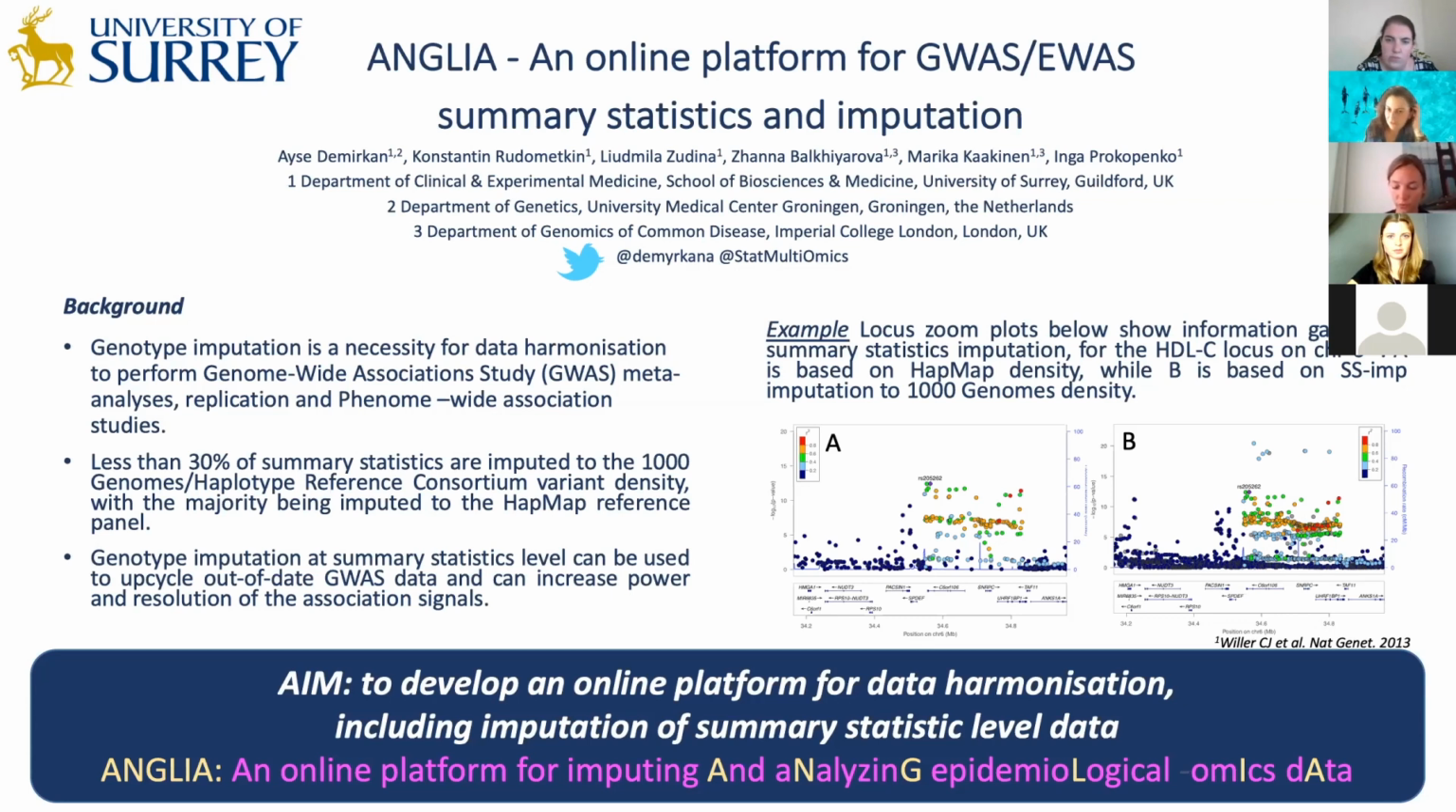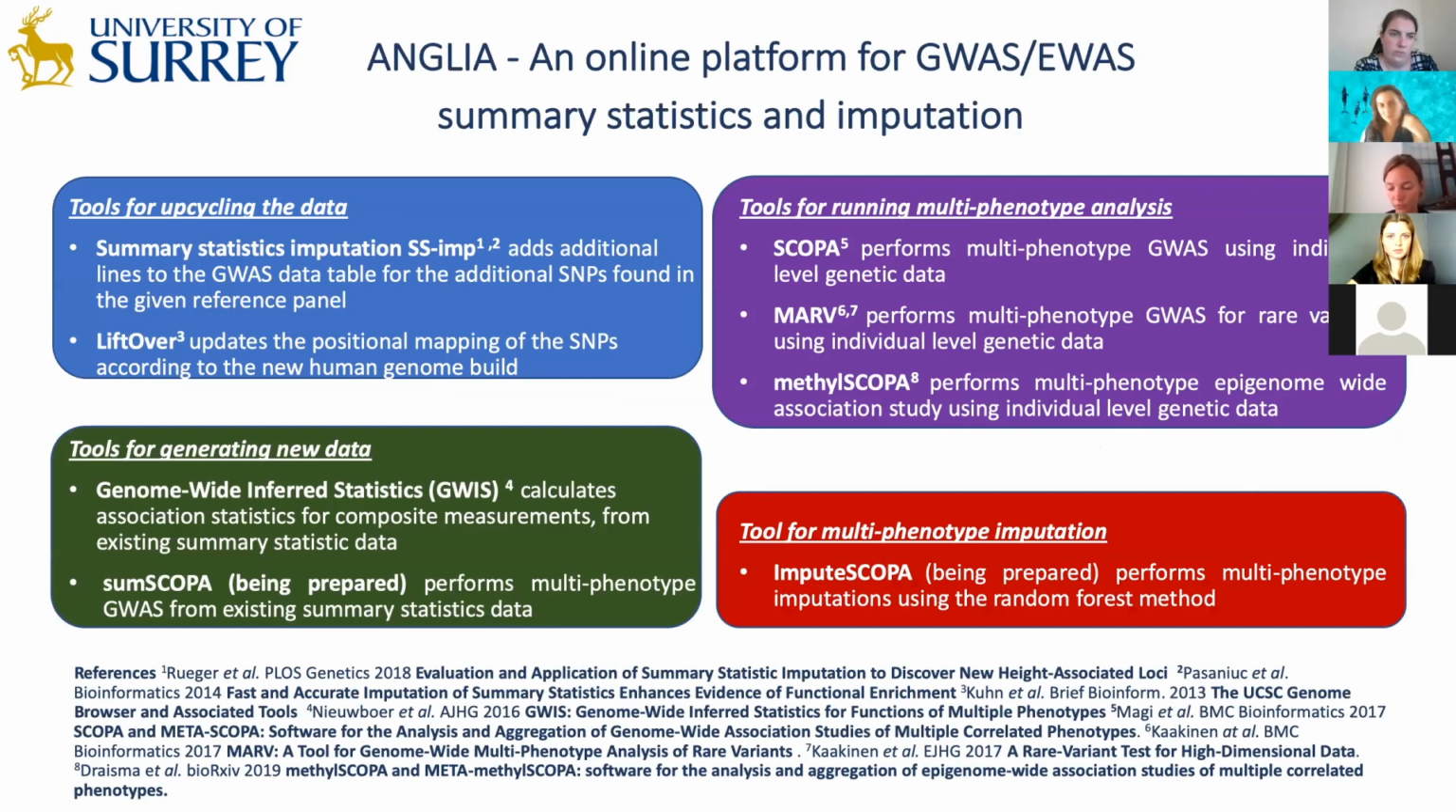So we started by putting together these tools, which we would like to use ourselves. So these tools were the summary statistics imputation tool, SSIMP. This is from the group of Pasaniuk, I think, and later on Zoltan Kutalik took it over. Another very important tool is a liftover. So this updates the positional mapping of the SNPs according to the new genome build you want to use.